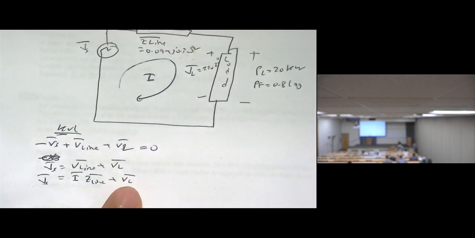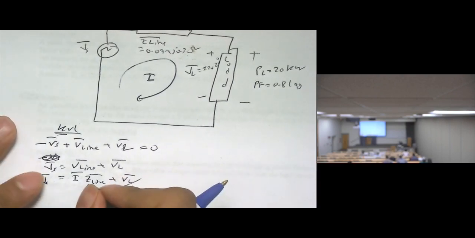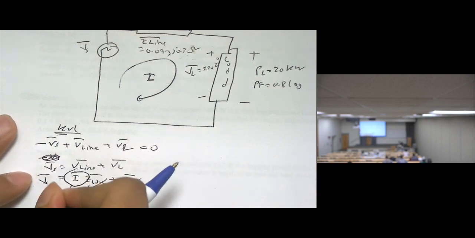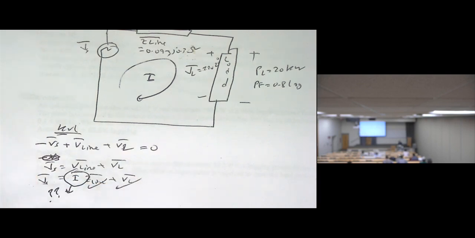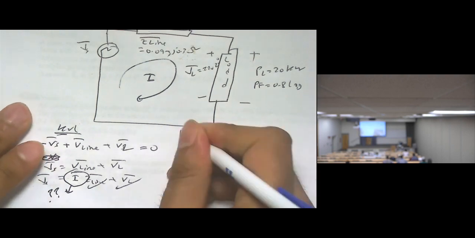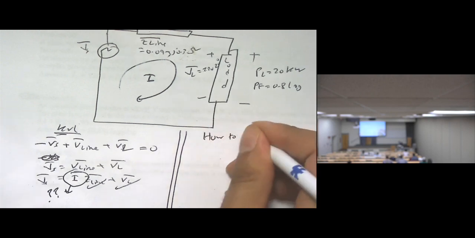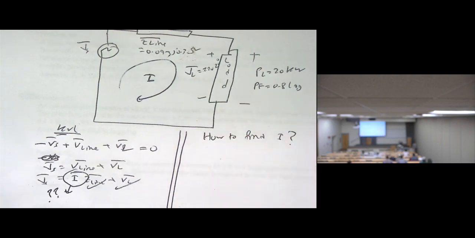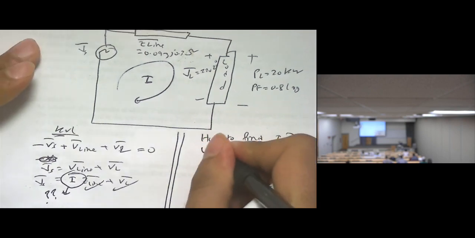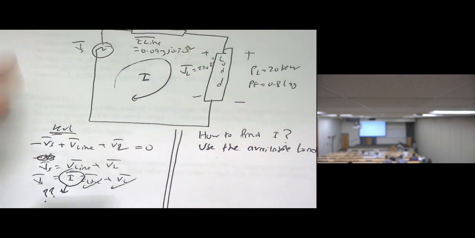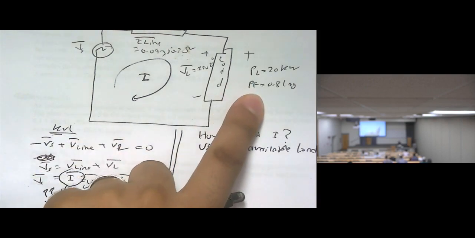Do I know V load? Yes, it's given. Do I know Z line? Yes, it's given. Do I know I? No, I don't know I. Right? Now my problem is how to find I. How can I find the currents? Use the available load information. I have P, I have the power factor, I have V.